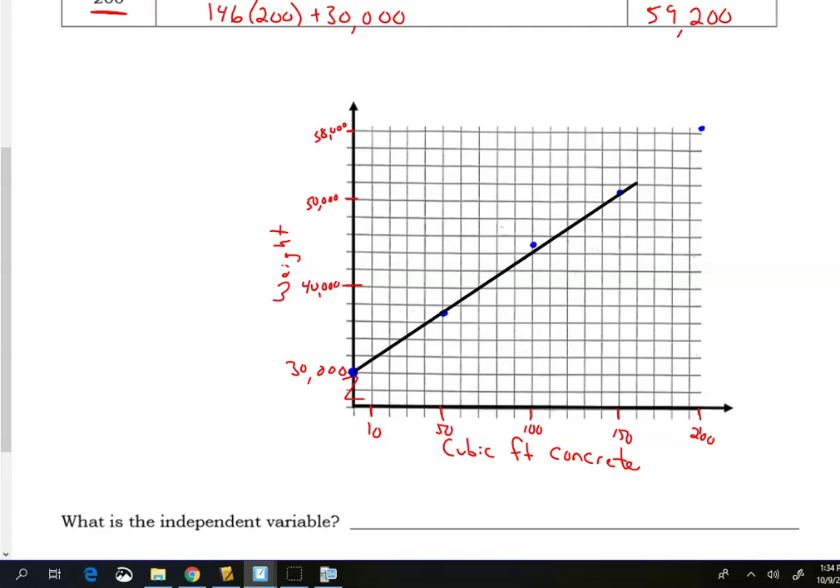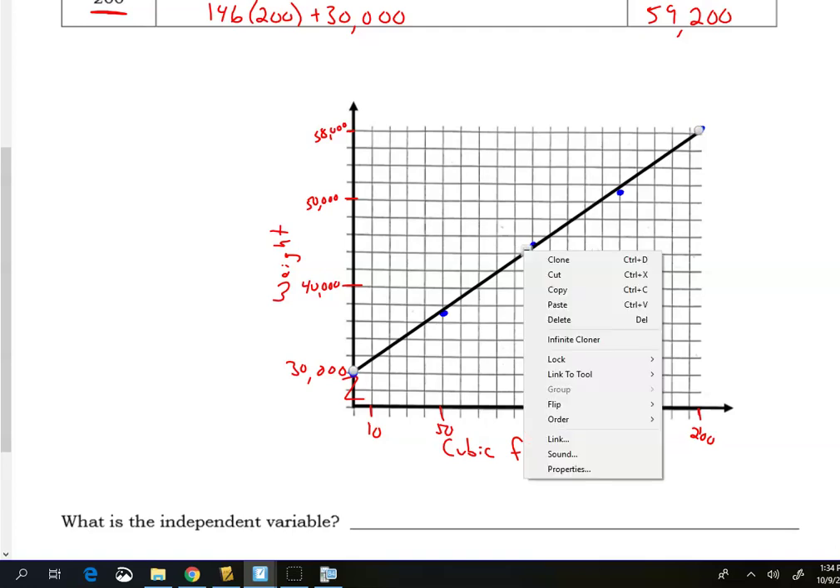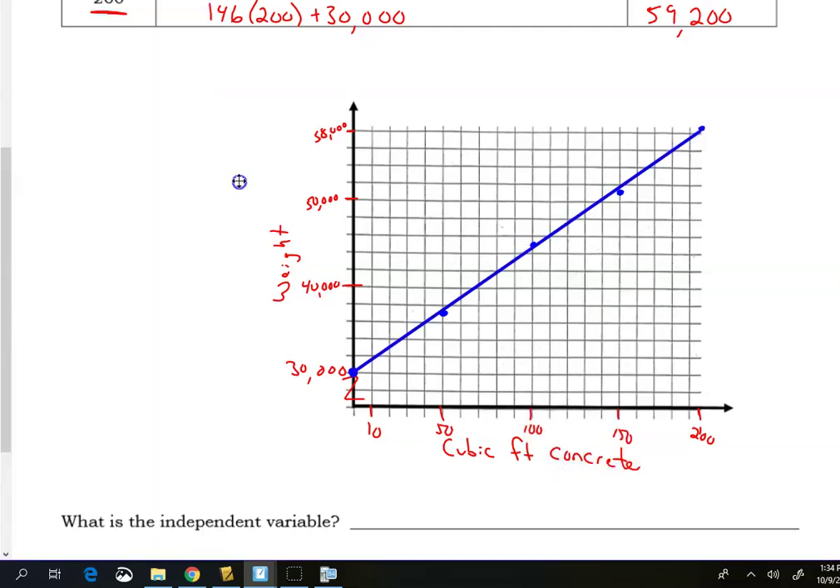Because there's a capacity to this truck, I am not going to have arrows on both ends. First of all, I can't have negative weight, and I can't have negative amounts of concrete. But the other thing is, I can't go beyond 200 because the capacity of the truck is at 200. So I have to stop my lines. Instead of graphing an actual line, I'm going to graph a line segment. I'm going to label my line with W equals 146C plus 30,000. I have labels on my axes, I have appropriate scales, and I have my line labeled.